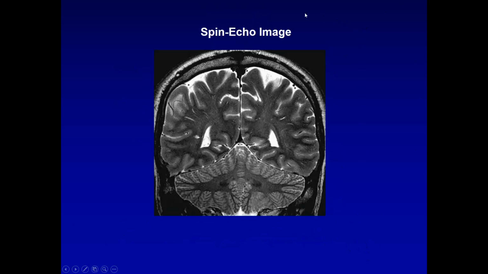Here is an example of a spin echo image. The CSF is bright. The white matter is dark. The reason for that is that the T2 of the white matter is shorter than the T2 of the CSF. For a given echo delay, the T2 loss, not the T2 star loss, the T2 loss will be greater in the white matter than in the CSF.